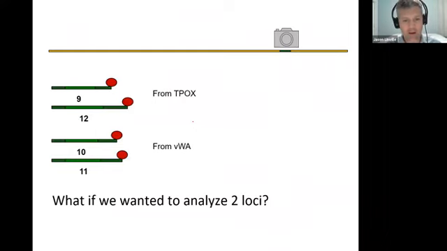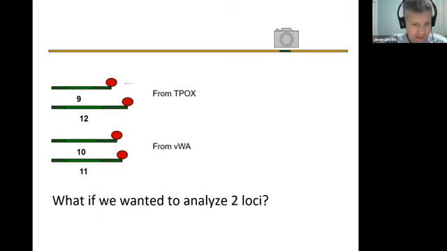But now I'm going to amplify 2 loci. I'm going to take my DNA, it's going to be the same, take the dNTPs, take the polymerase, set up my amplification reaction. But this time, instead of just adding one set of primers, a forward and reverse for TPOX, into the reaction, I'm going to add a forward and reverse for TPOX and a forward and reverse for VWA. Now, let's see what problems this causes.